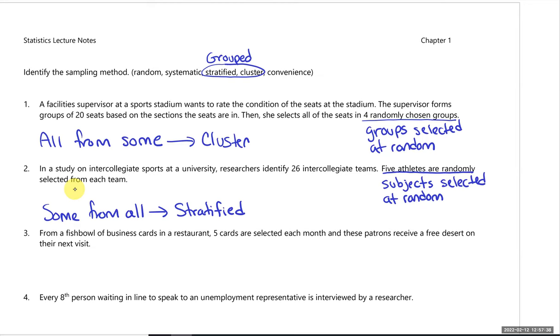So there's all sorts of different ways to think of it. I personally like all from some and some from all, but adding on to that, anything that helps you identify it.